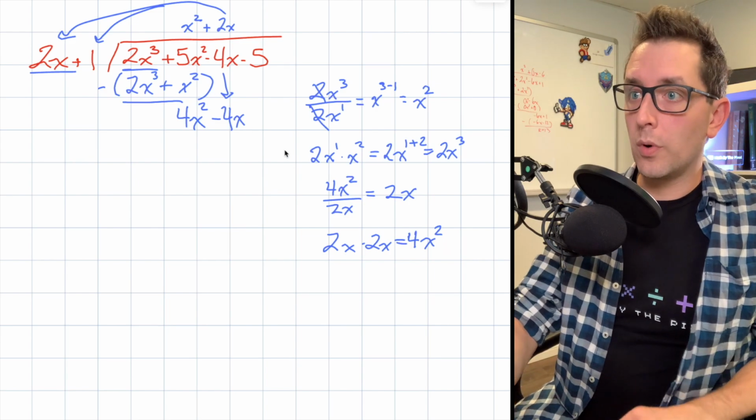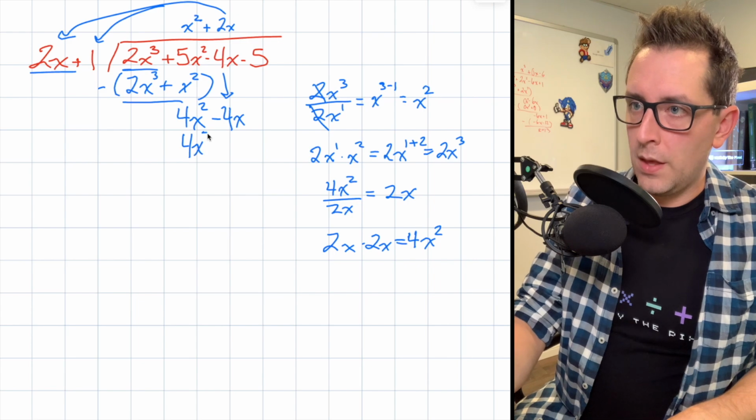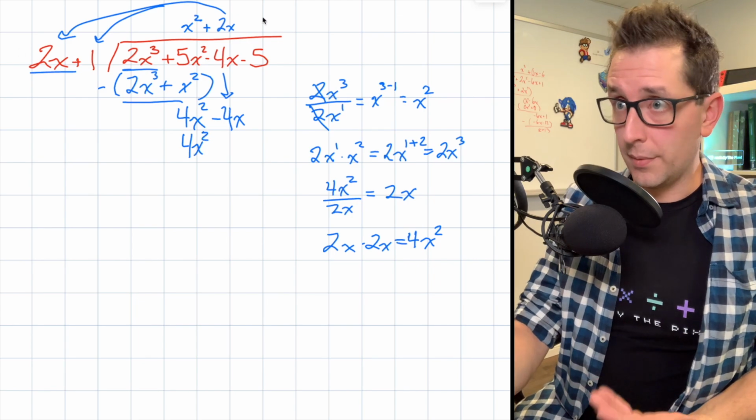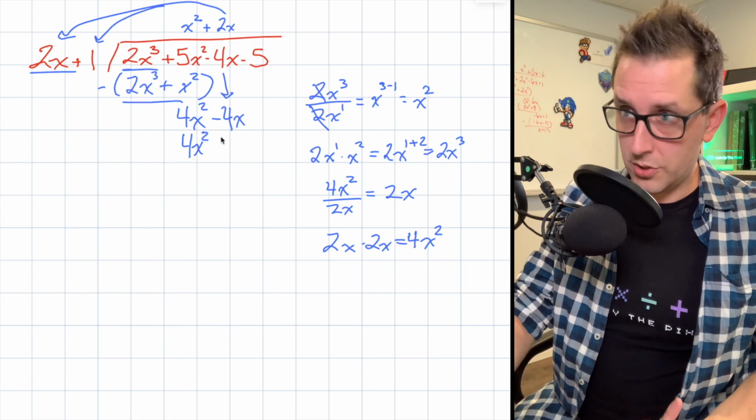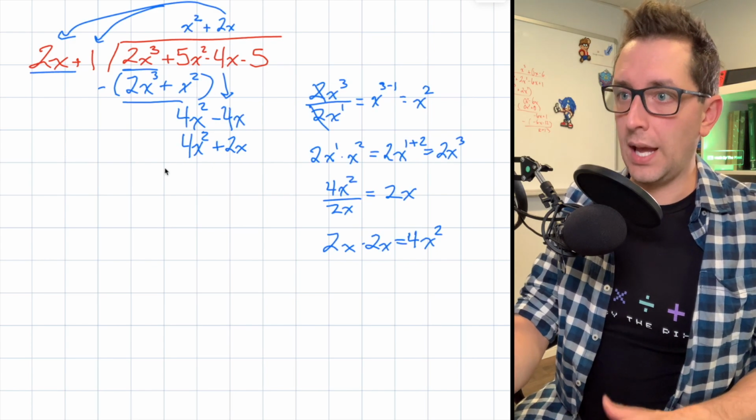Well, we go back over to our work here, and we say, well, I'm going to put that directly below this 4x squared, and I'm going to do the same thing with that 1. I'm going to take 2x times 1, and 2x times 1 is going to be 2x. So I'm going to write that 2x here, and that's the end of that step.